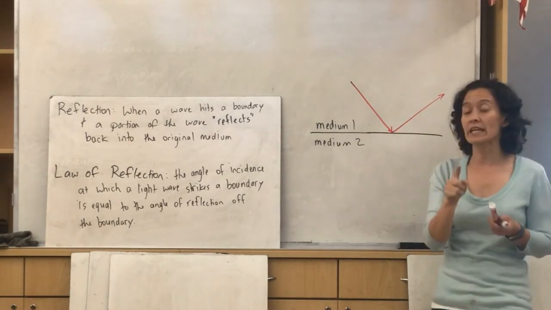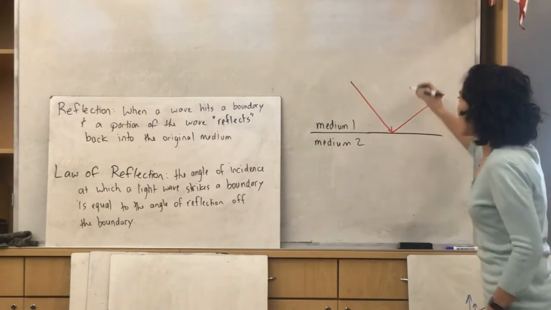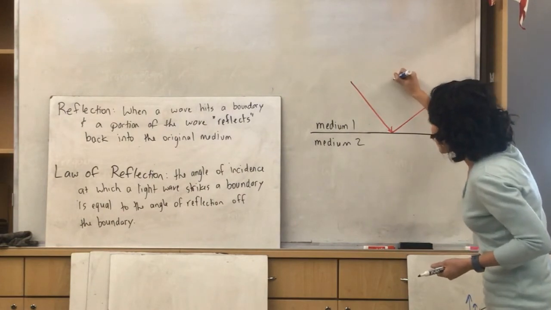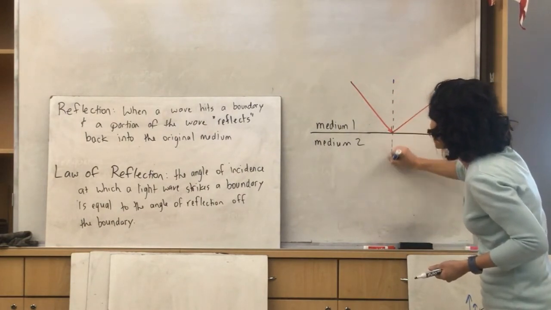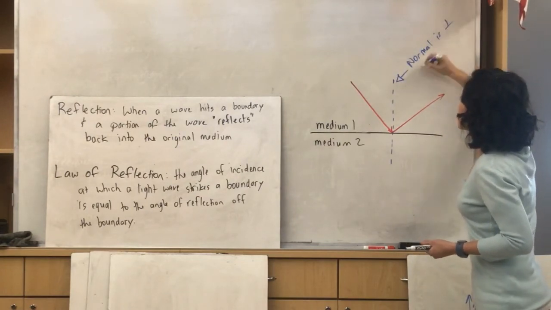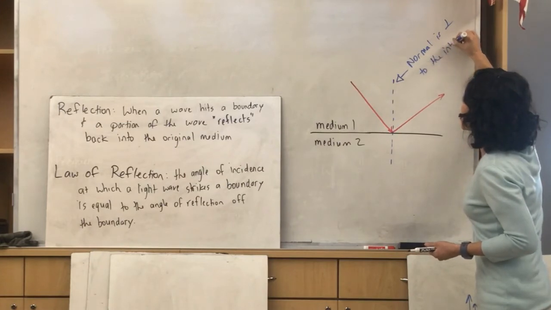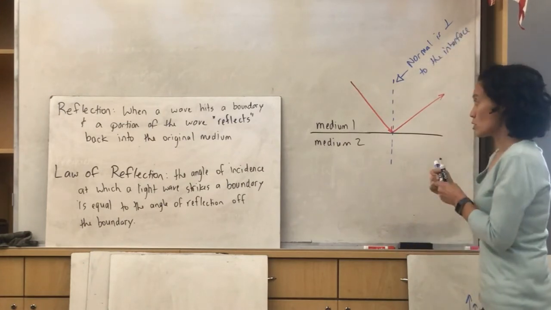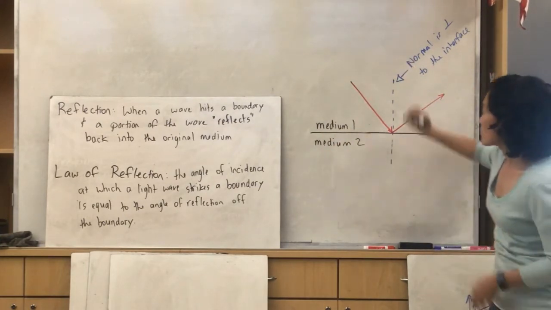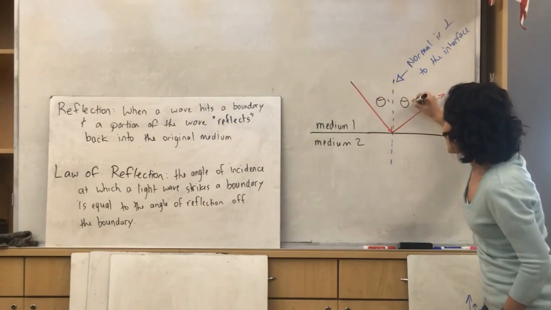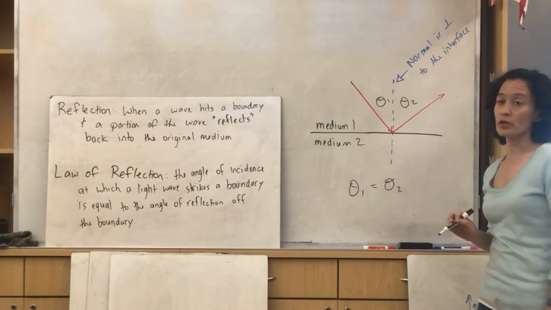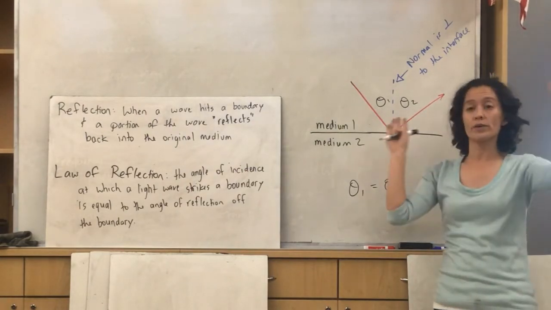Now here's what's key: where is that angle measured from? That angle is measured from what's called a normal, and this is a little bit of a takeaway from mechanics. The normal is perpendicular to the interface. So here's medium 1, medium 2, and my normal is perpendicular to those two. You have right here this theta 1 and this theta 2, and the law of reflection says that theta 1 is equal to theta 2. And that's always, always, always.